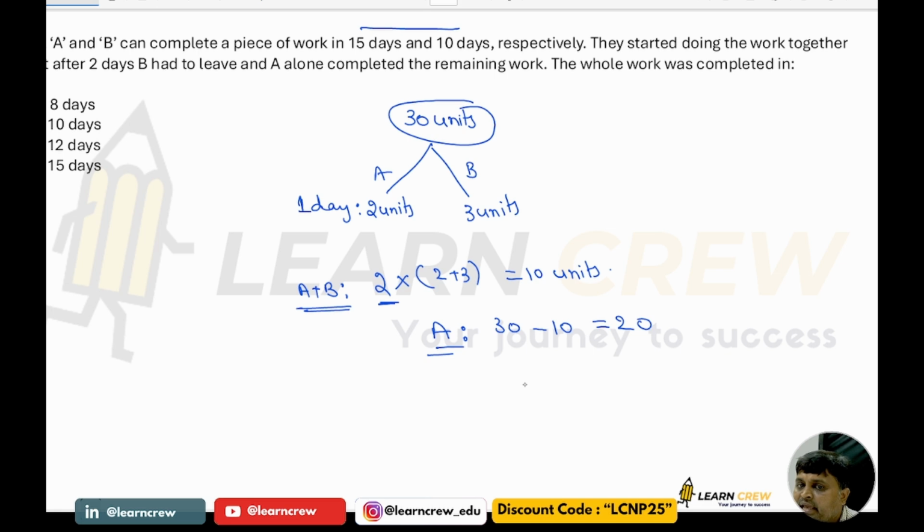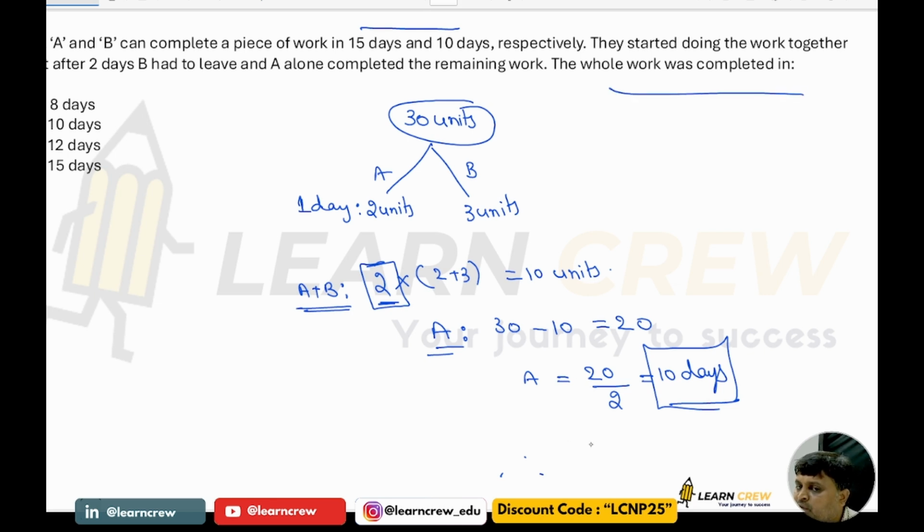Now A has to complete these 20 units in how much time? 2 units per day. So 20 by 2, 10 days. So A alone is working for 10 days and they together are working for 2 days. Thereby the whole work is completed in how many days?